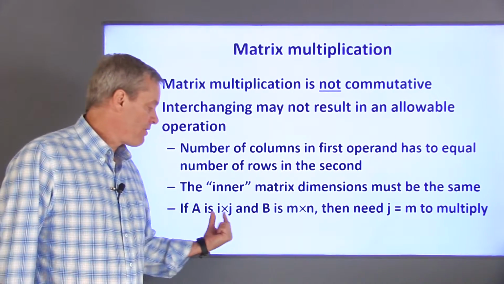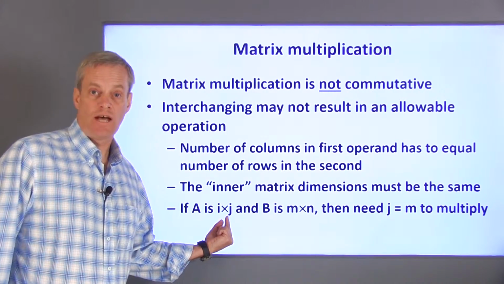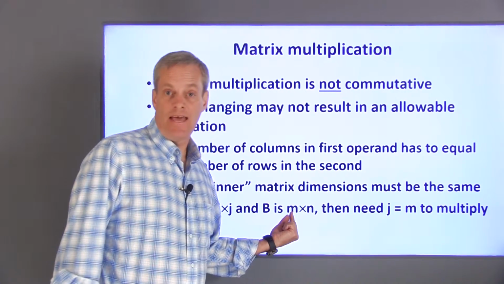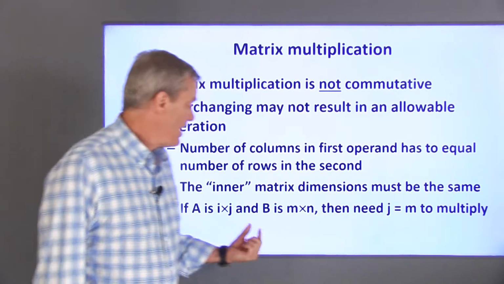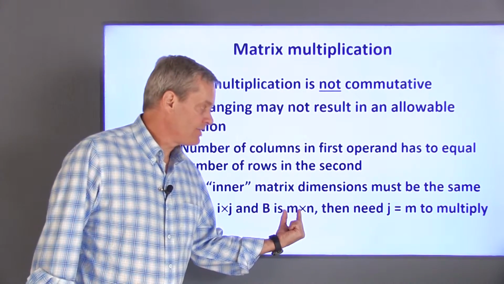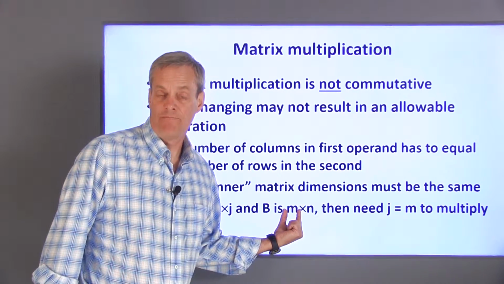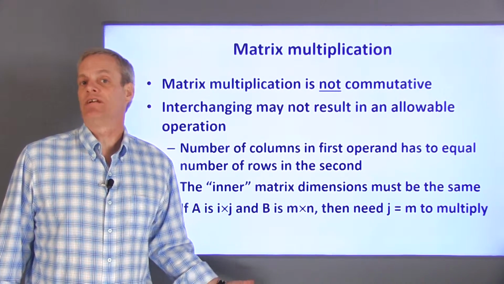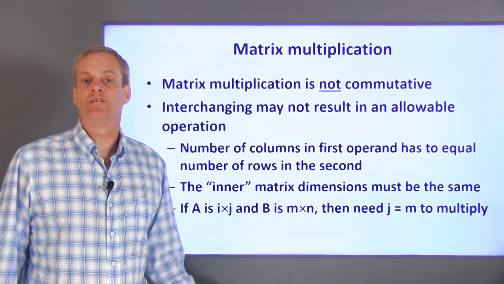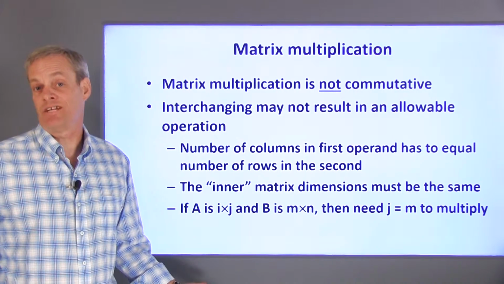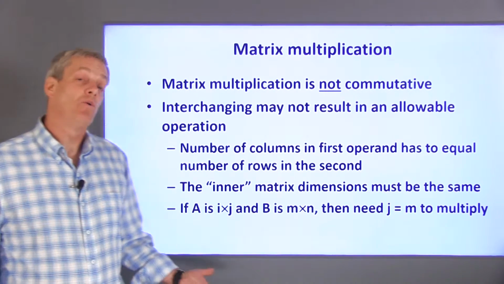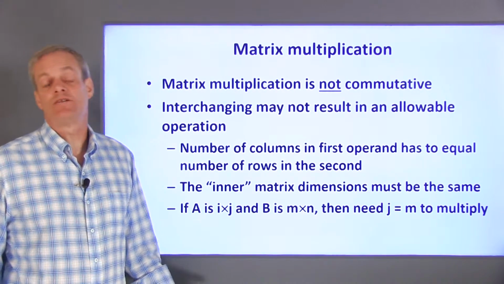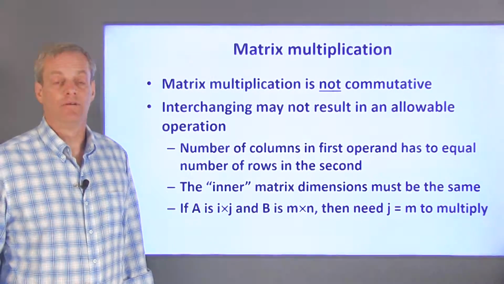So if A is an array with I rows and j columns, and B has m rows and n columns, I need j to be equal to m in order to multiply them together. Notice that here, at least, I'm using dimension differently than I've been using it for arrays. I'm now using it as a number of elements in a particular direction in the matrix, which is consistent with matrix notation rather than array notation.